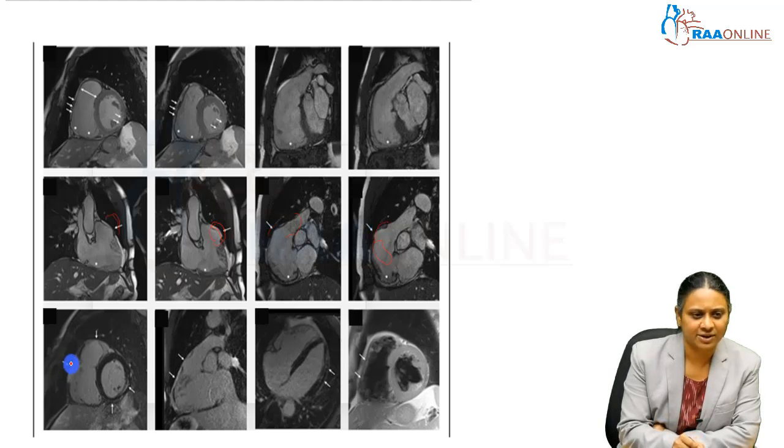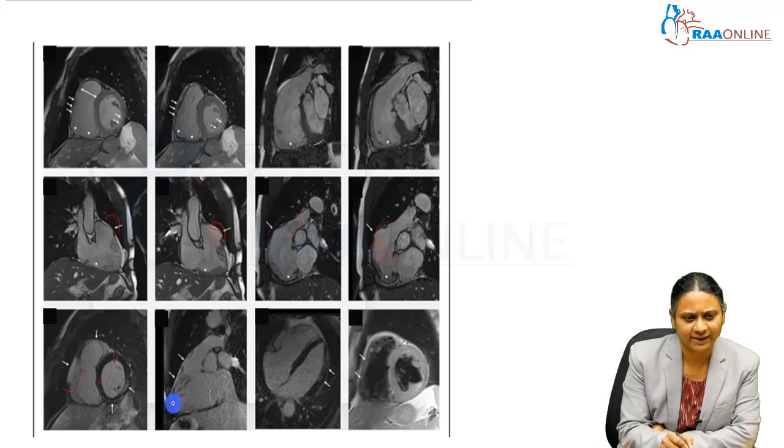All other changes, this is also a short axis view. So the LV looks almost normal in the anterior and the septal portion, while the inferior and the lateral portion shows thinning. And here also there is thinning of the RV free wall with the bulging outside, outpouching.